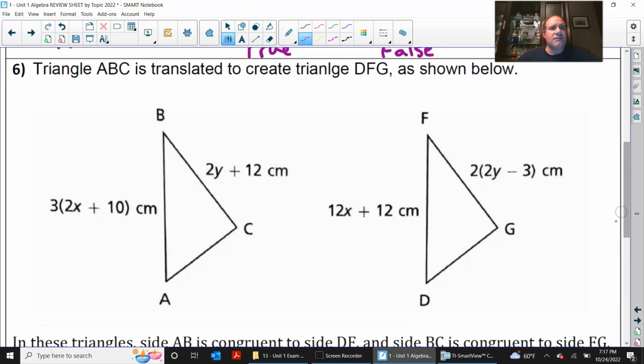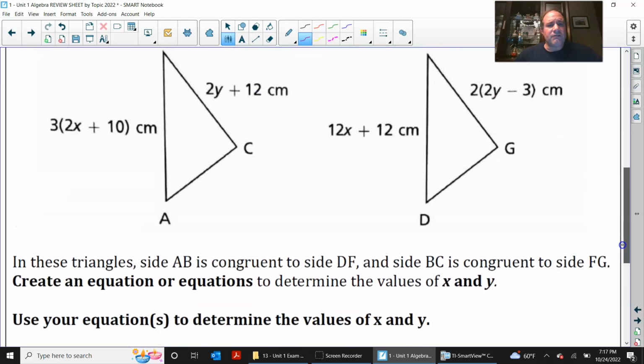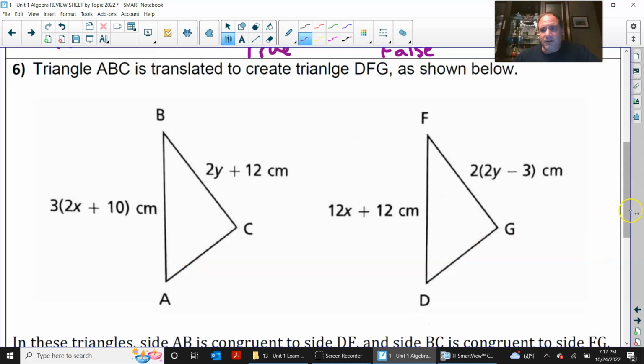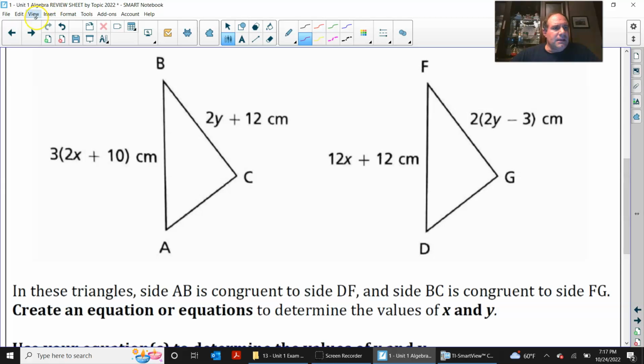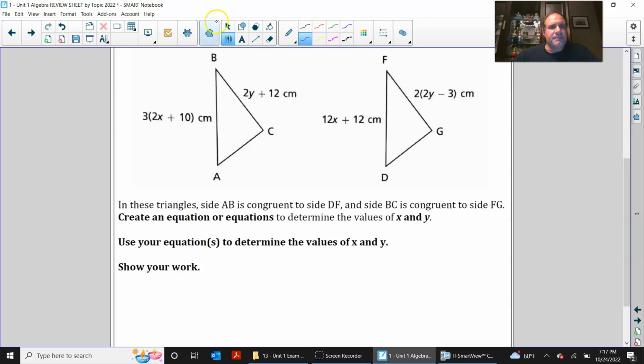All right, number 6, triangle ABC is translated to create DFG, and we're going to create equations to determine values of X and Y. Let me zoom this out a little bit because I need some space here. Just so you know, this is not as difficult as it seems. You see this right here.